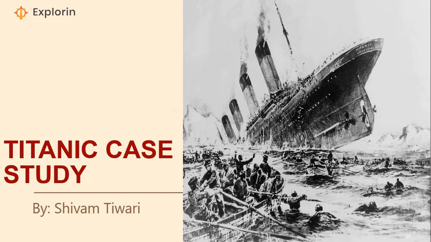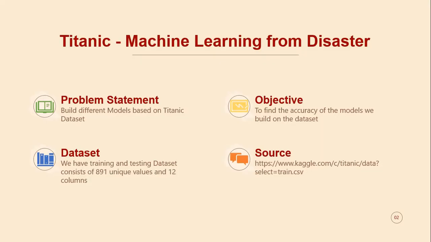There is plenty of research done earlier about how many people died and how they died. So what we are going to do today is build different models based on this Titanic dataset and find the accuracy of these models based on the dataset.